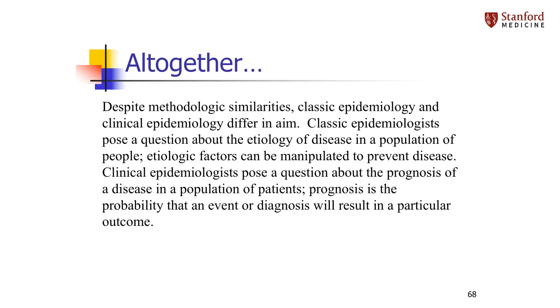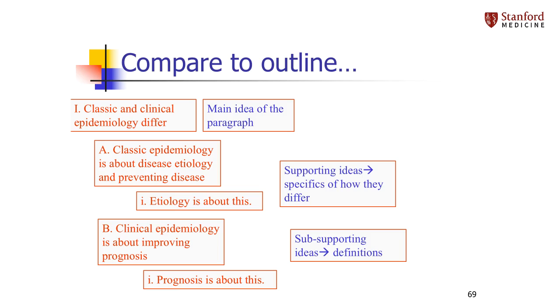Prognosis is the probability that an event or diagnosis will result in a particular outcome, and I have cut this down from 111 words down to 65, and you can check back with the outline and you can see that I've hit all the main points on the outline.